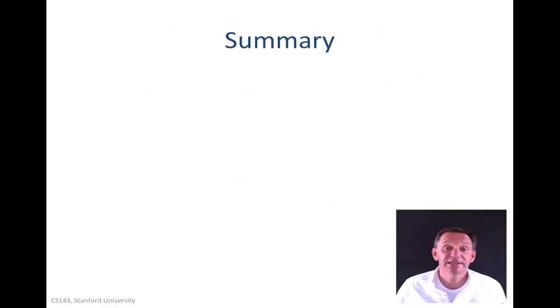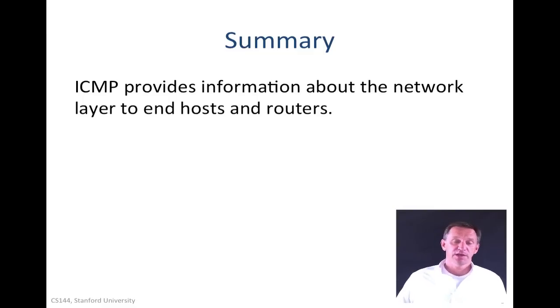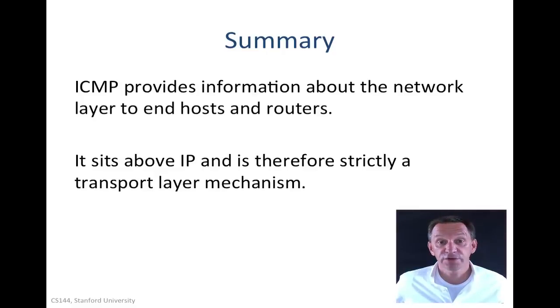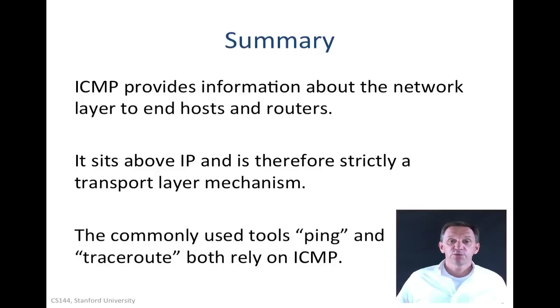So in summary, ICMP, the Internet Control Message Protocol, provides information about the network layer to end hosts and routers. It sits above the IP layer, and therefore, strictly speaking, it's a transport layer mechanism, although it's really there to serve the network layer. The commonly used tools ping and traceroute both rely on ICMP, and I'd encourage you to try both of them out and play with them. They give you a huge amount of information about reachability and paths through the internet. That's the end of this video.